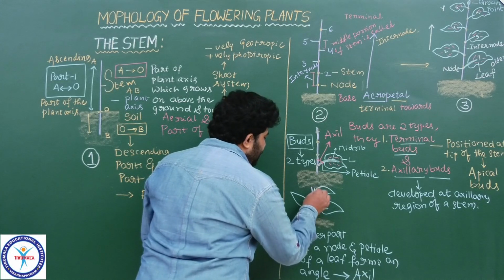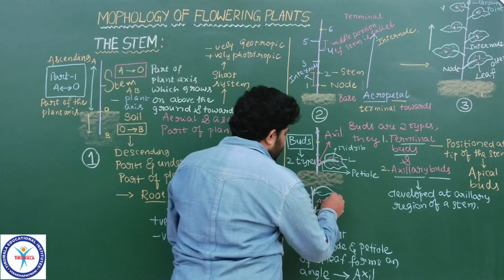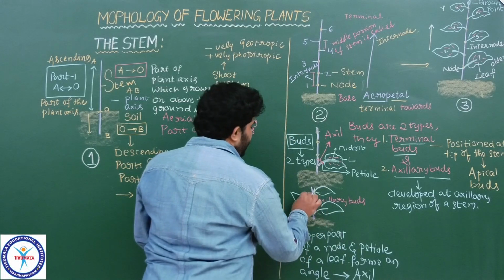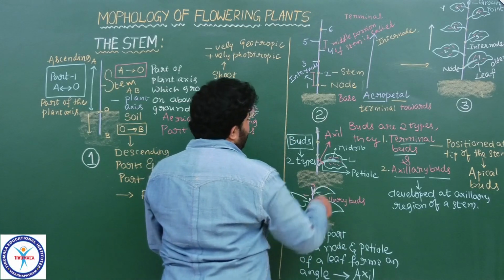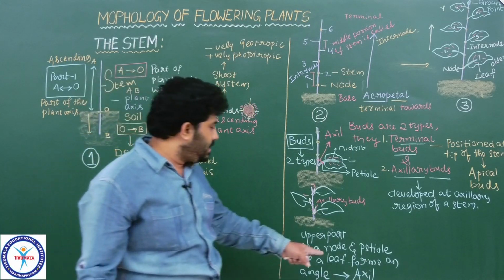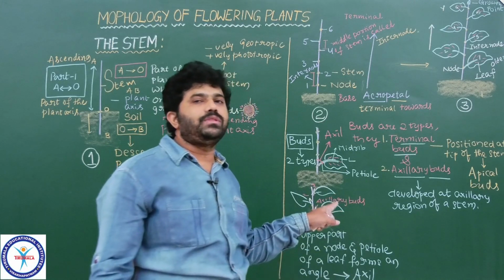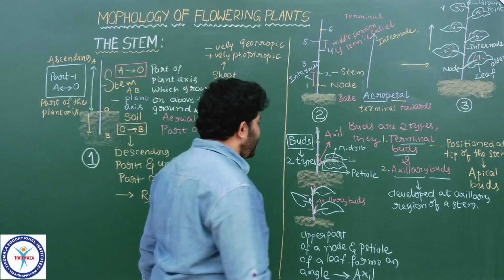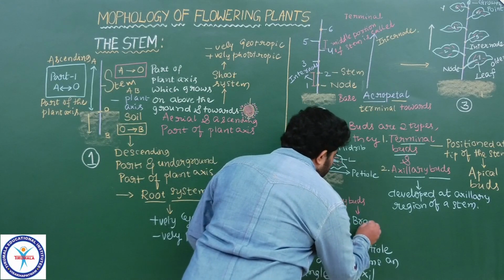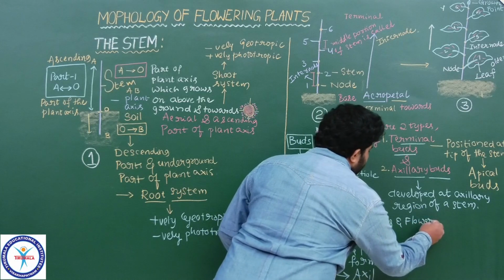These buds are called axillary buds. Axillary bud 1, axillary bud 2, axillary bud 3. Like that, a number of axillary buds are continuously produced in the particular region, the angle called the axil. In the axil these buds are developing, that's why they are called axillary buds, which are very important for the production of branches and flowers.